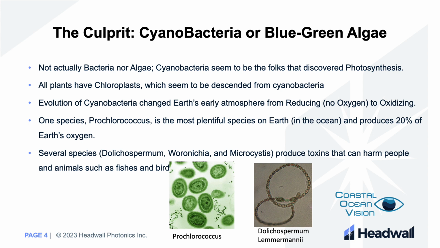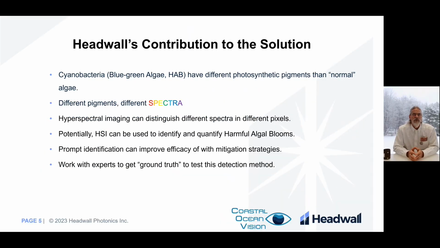And that's what we call the harmful algae in harmful algal blooms. So what is Headwall trying to contribute here? Well, the cyanobacteria, because they're blue-green algae, have different photosynthetic pigments than normal algae. That's why they're called blue-green. And if it's a different pigment, it has a different spectrum.